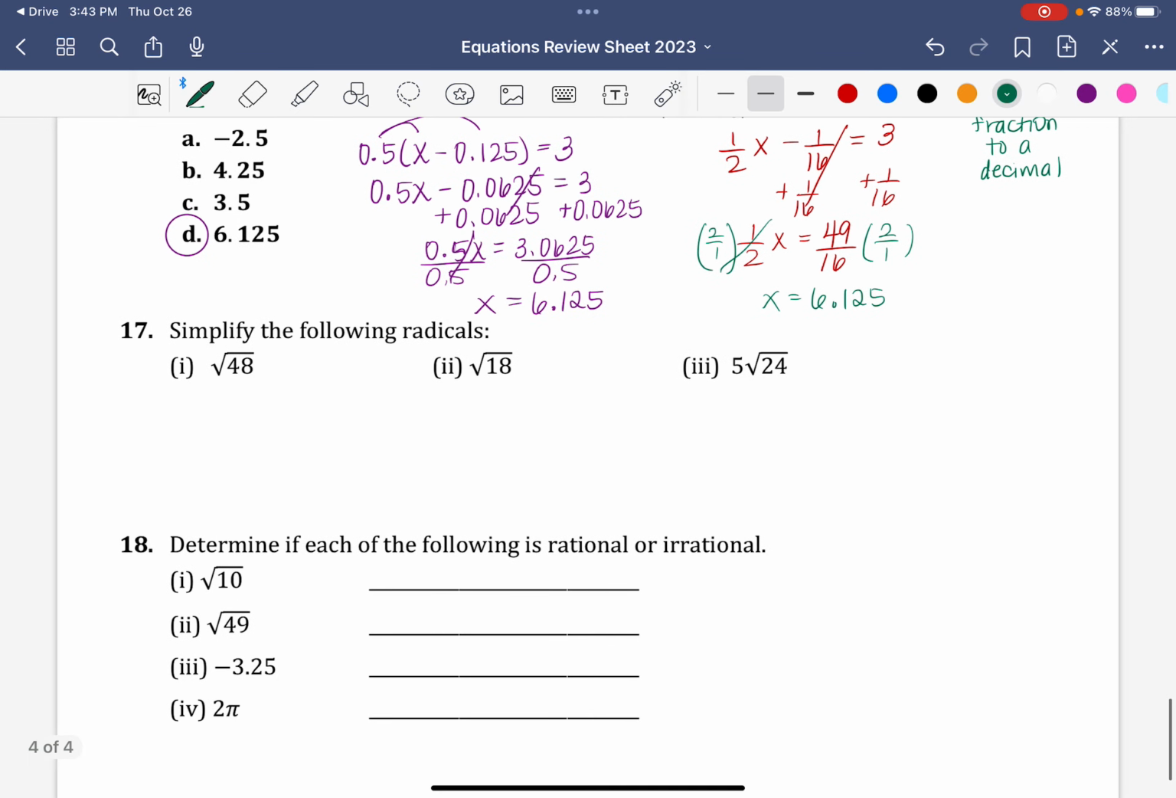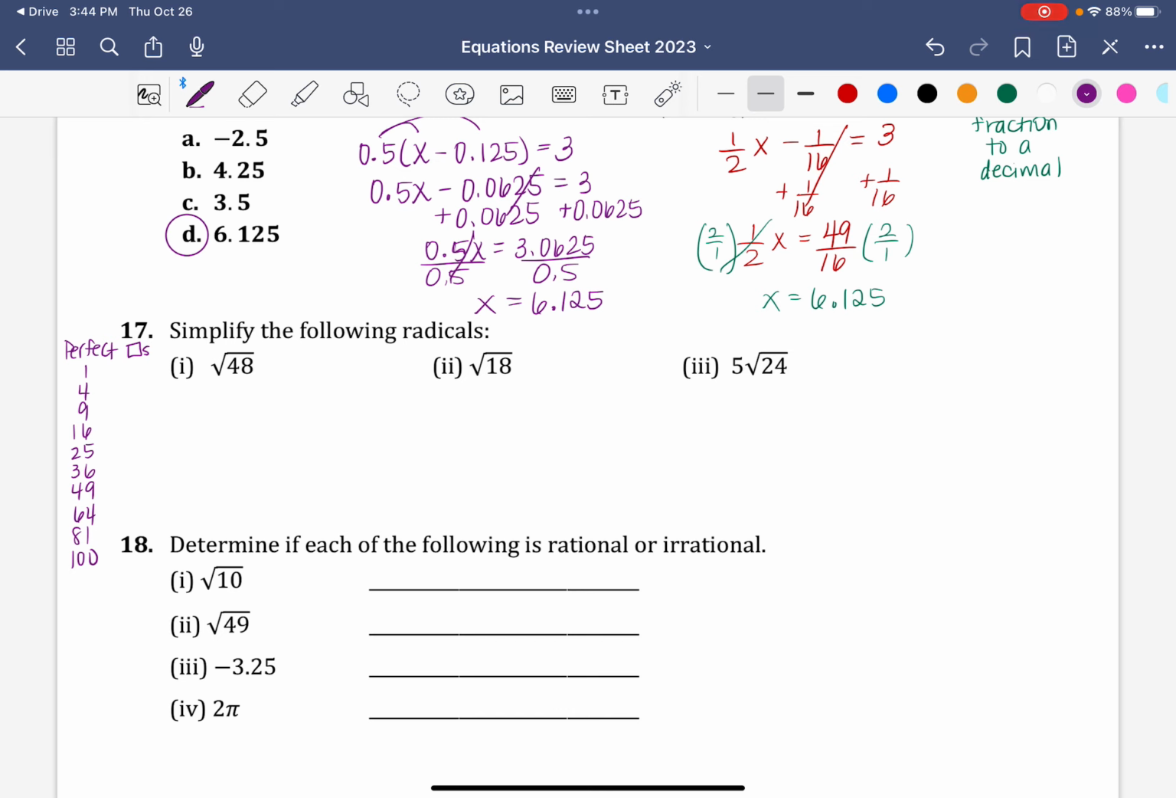All right, number 17 and 18 have to do with radicals and rational and irrational numbers. What I'm going to do off to the side here is list out the perfect squares. The way that I get the perfect squares is I do 1 times 1 is 1, 2 times 2 is 4, 3 times 3 is 9, 4 times 4 is 16, 5 times 5 is 25, 6 times 6, 7 times 7, 8 times 8, 9 times 9, and 10 times 10. I'm going to stop there. That's plenty. We don't need any bigger than that.